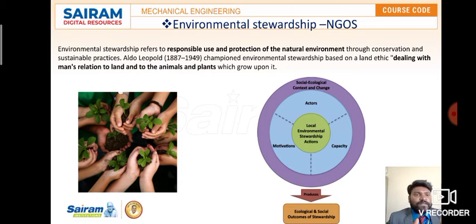Okay, so it gives the connection between the human origin and the soil, the land, animals, the creatures, plants, all the living organisms. So there is a connection between these two. So this is nothing but the environmental stewardship, and what does it refer to? It refers to responsible use and protection of the natural environment.